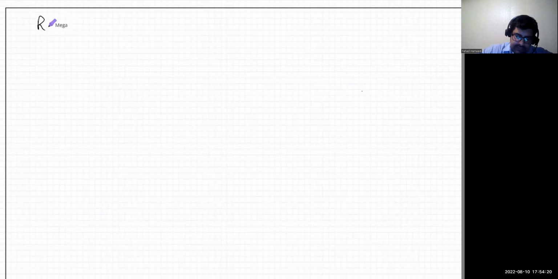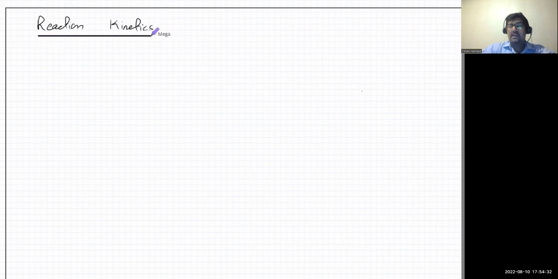So this one is reaction kinetics, which in simple words is the rate of reaction. So we're going to try and figure out when the reaction speeds up, when it doesn't. Okay, so that's all about that. First, briefly, whatever you've covered in O levels and in AS as well.